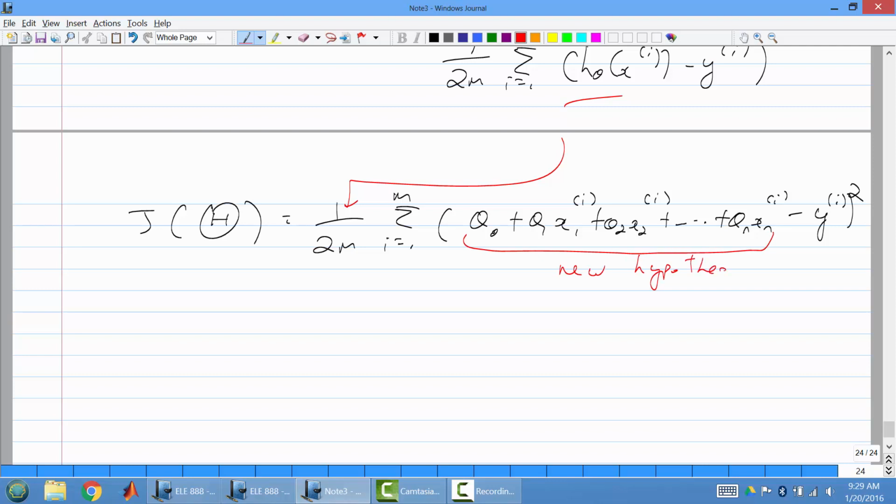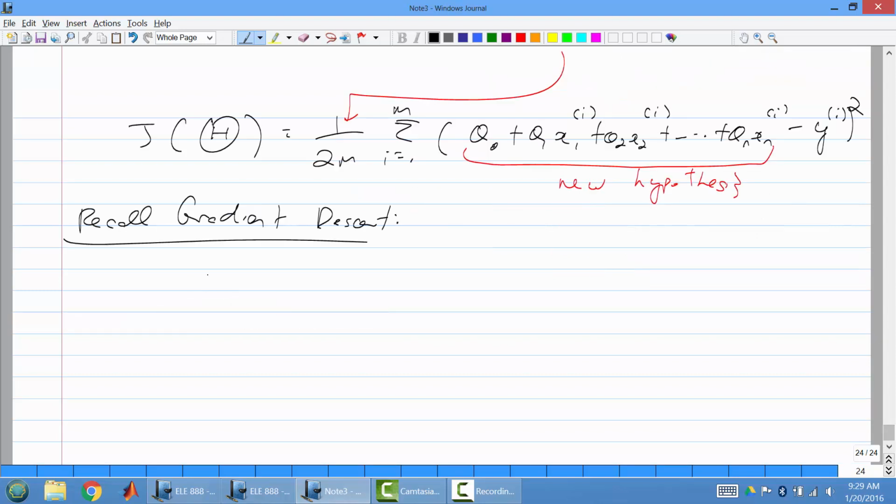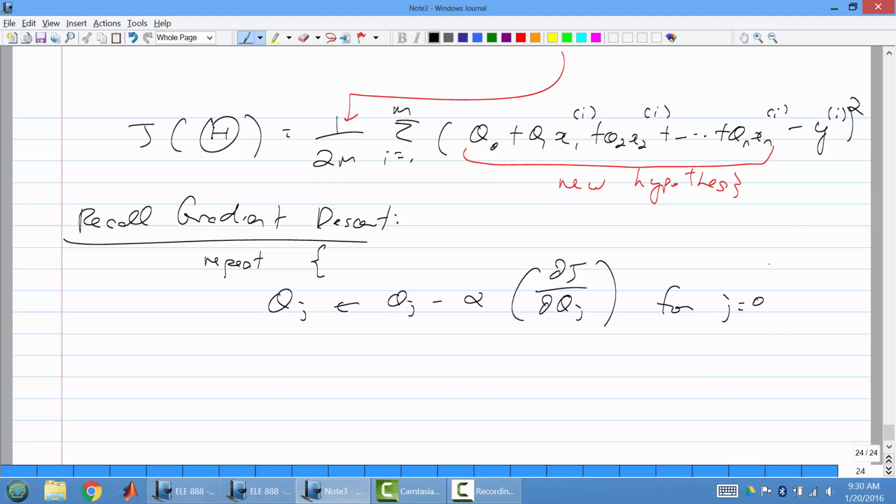Okay, so how do we adapt this to gradient descent? So if you recall, it's not that much of a stretch actually. It's just additional steps you have to do. So repeat: theta j, you update this with, for j equals 0, 1, all the way up to n. And you also have to simultaneously update, as we talked about before.